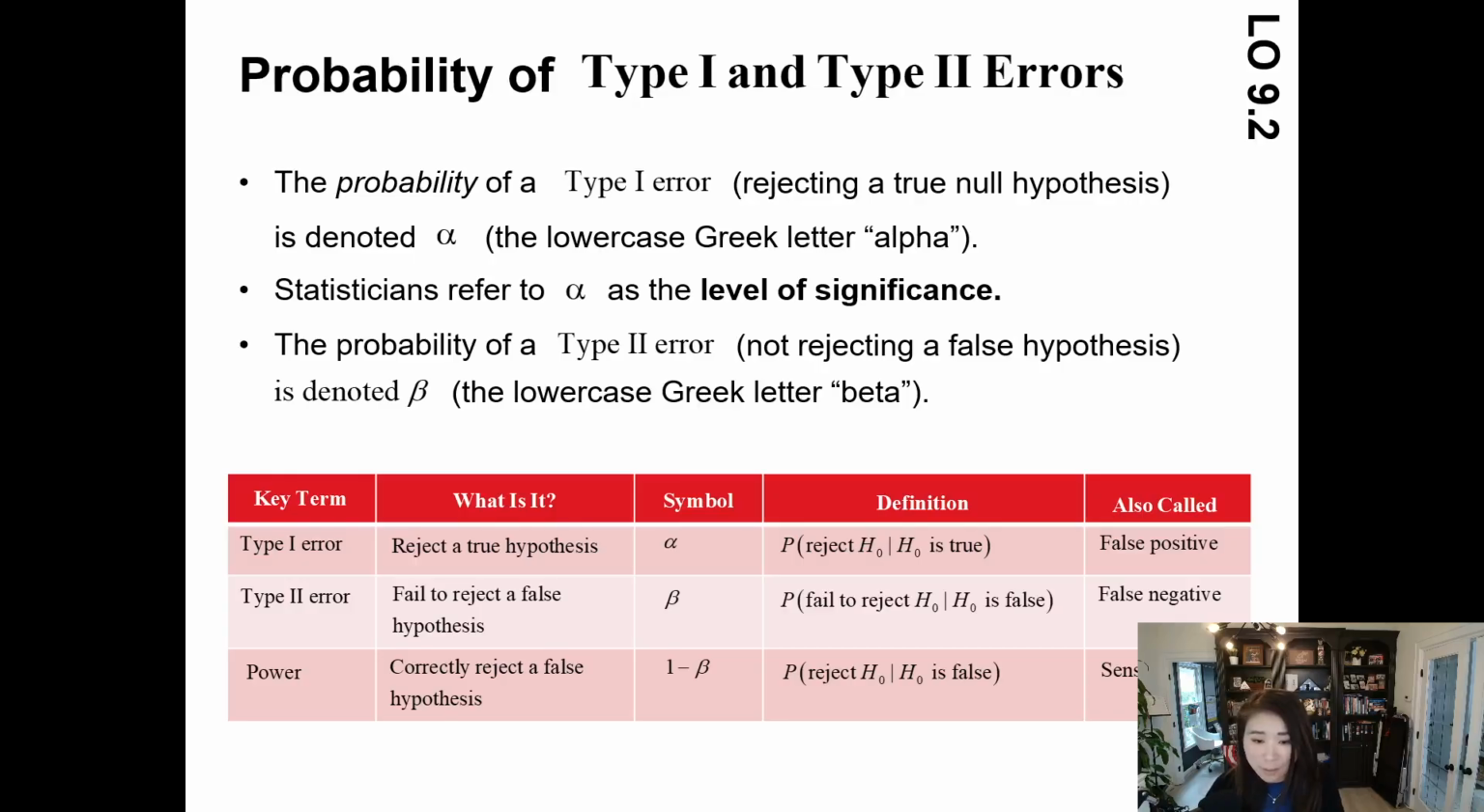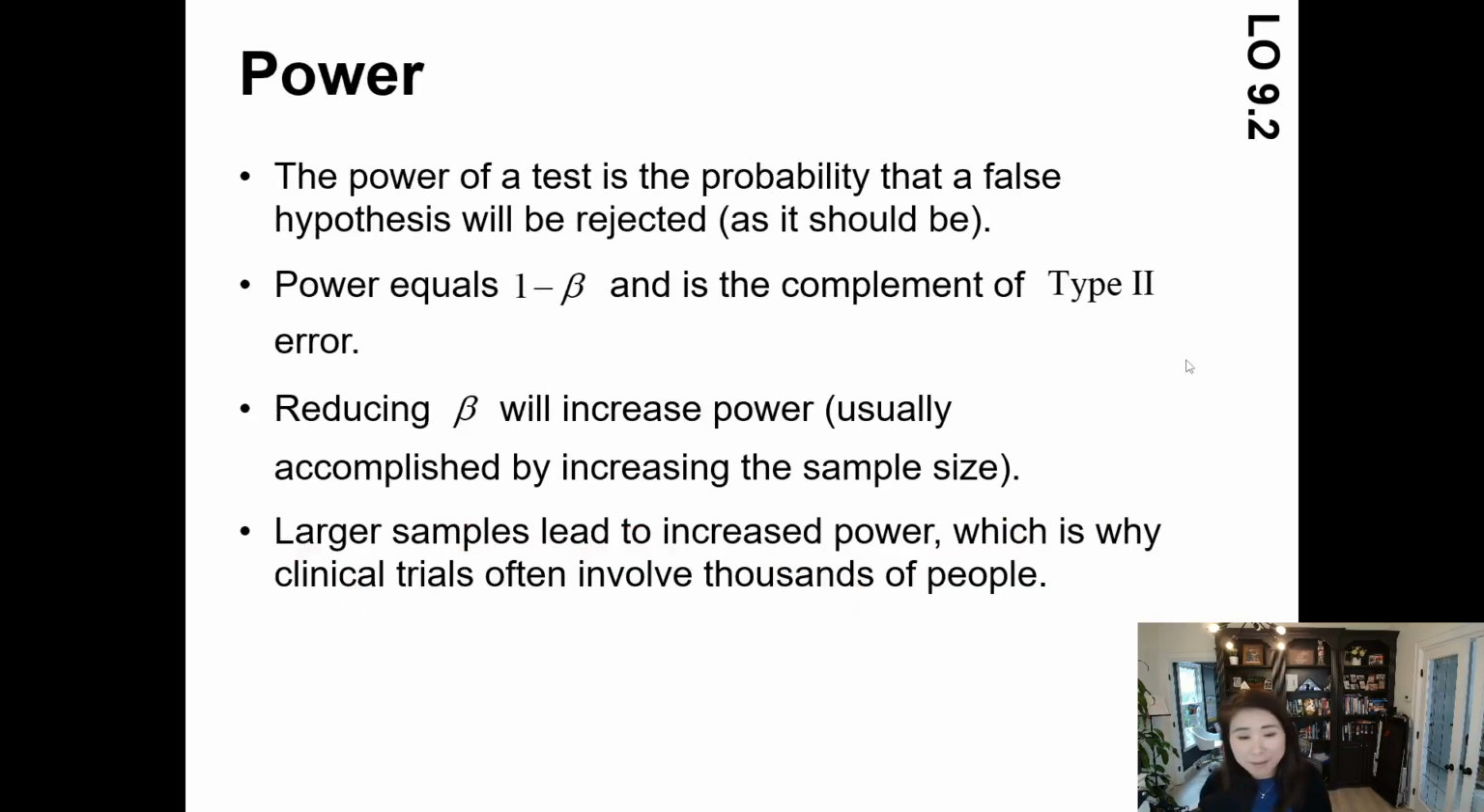Now let's spend some more time on beta. Like I said, we actually give beta a different name. Beta is related to the power of a test. The power of the test is the probability that a false hypothesis will be rejected. So power equals 1 minus beta, and it is the complement of the type 2 error. As we reduce beta, that increases our power, usually accomplished by increasing the sample size. The larger sample size leads to increased power, which is why clinical trials often involve thousands of people.